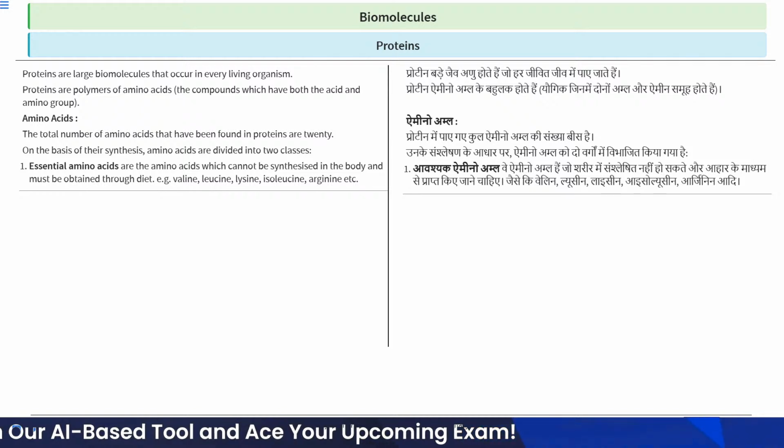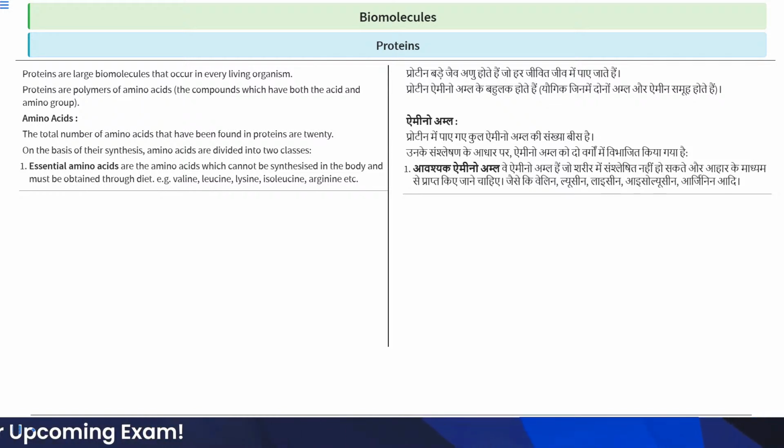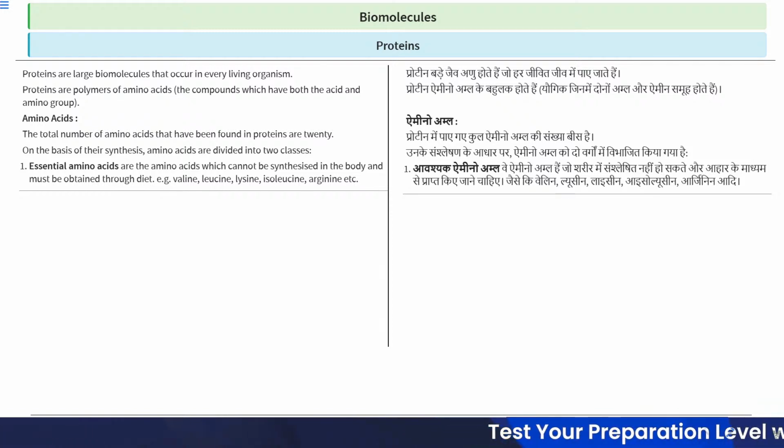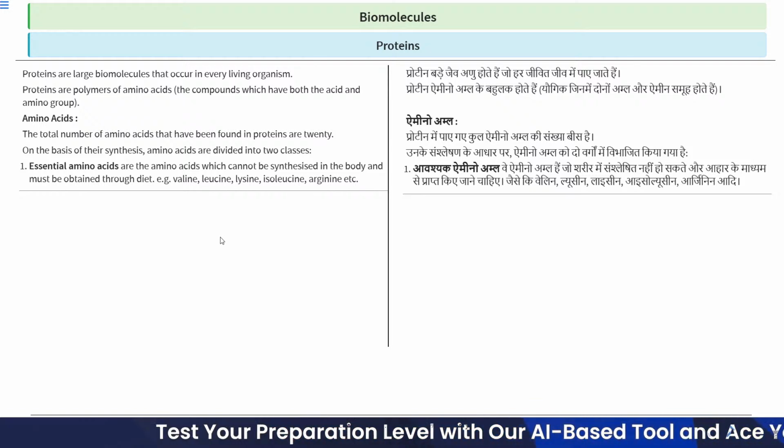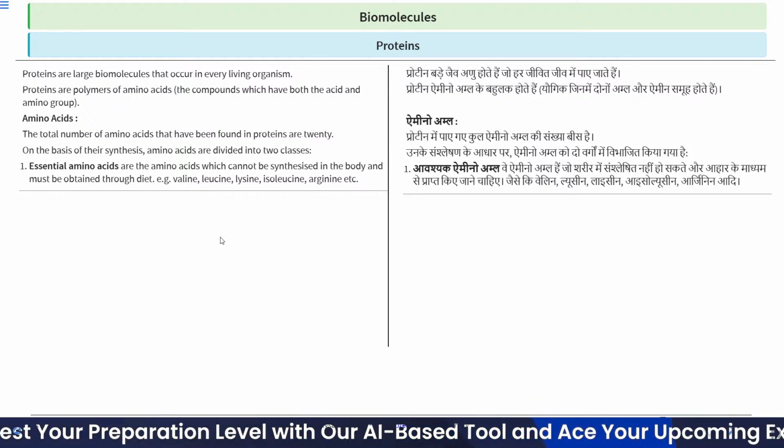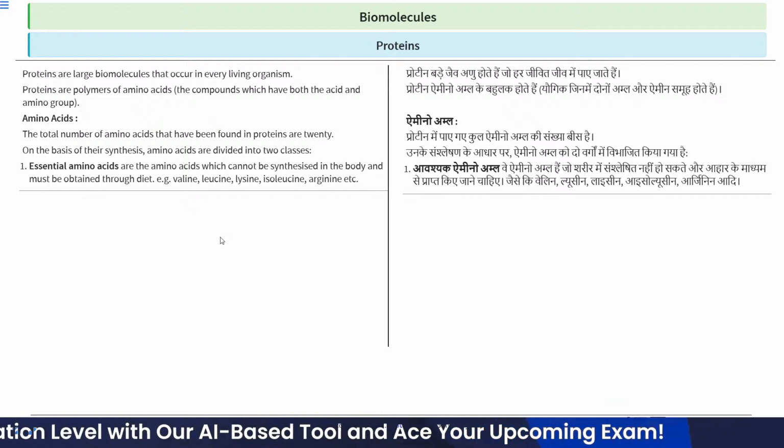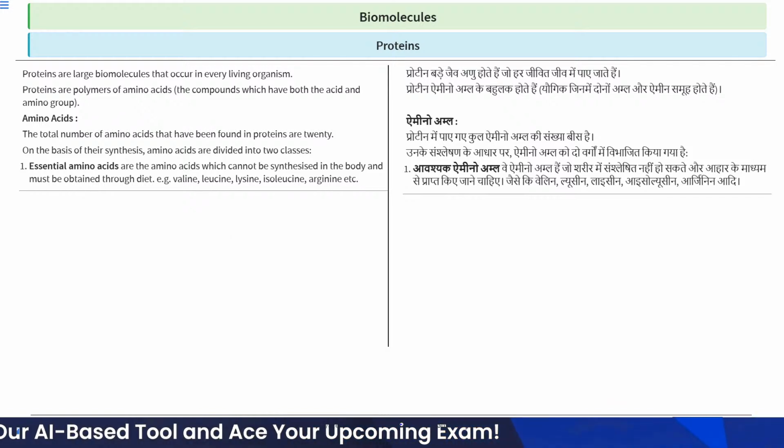So what are examples of this type of amino acids? Examples are valine, leucine, lysine, isoleucine, arginine, etc. All these are essential amino acids which must be obtained through the diet and cannot be synthesized in the body by itself.